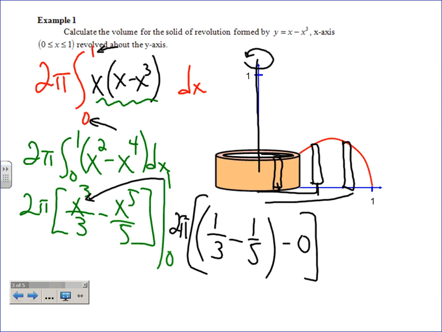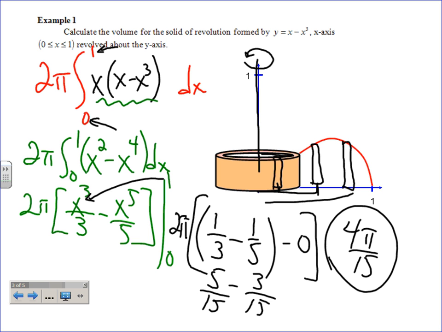We probably want a common denominator if we're going to do it by hand. 15 seems like a good idea. So 1/3 is what over 15? 5. It's just in disguise, right? And so it's 2/15 times 2 pi is 4 pi over 15. You could probably say units cubed because we don't know if this is inch paper or what this is, but that would be the volume. Again, way easier than doing dy on this problem.